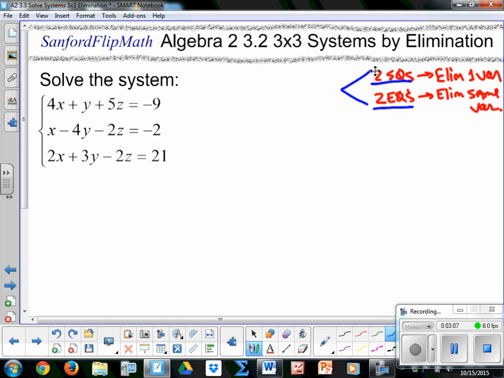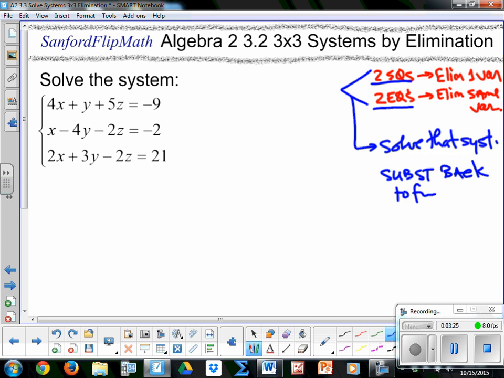Then you solve that system any way you want, usually elimination, and then you can start substituting back to find the other values of the variables. So that's the quick set of steps.